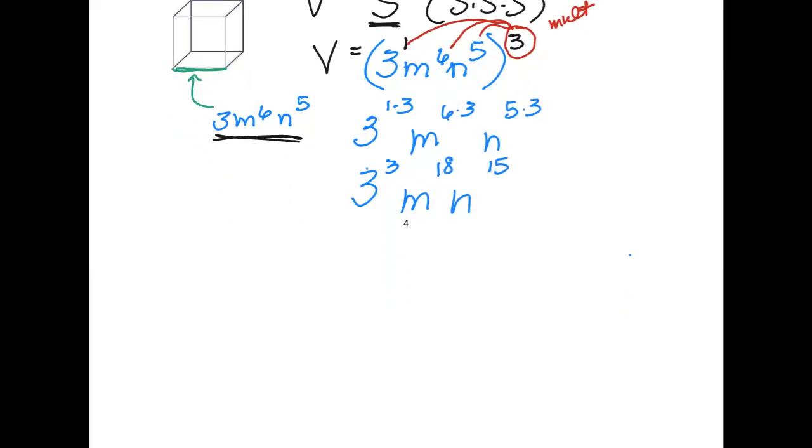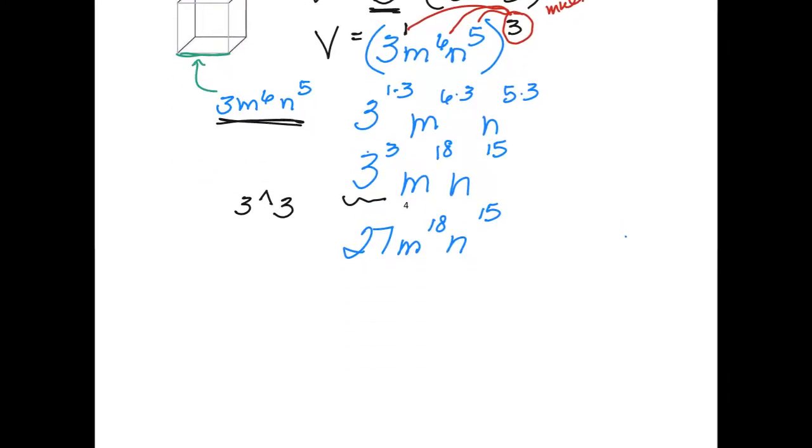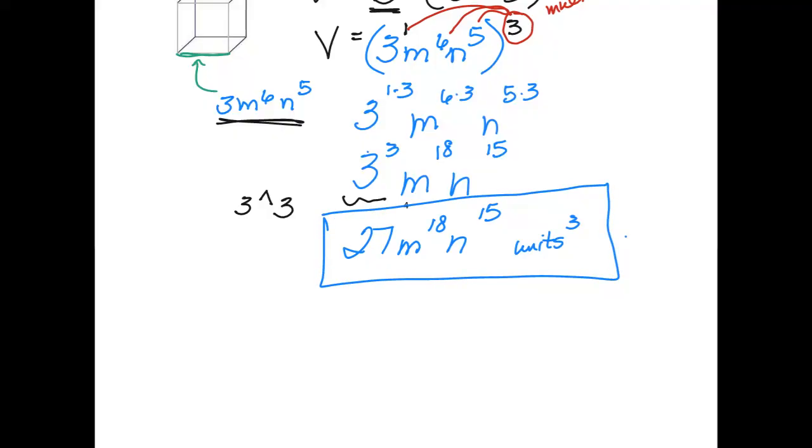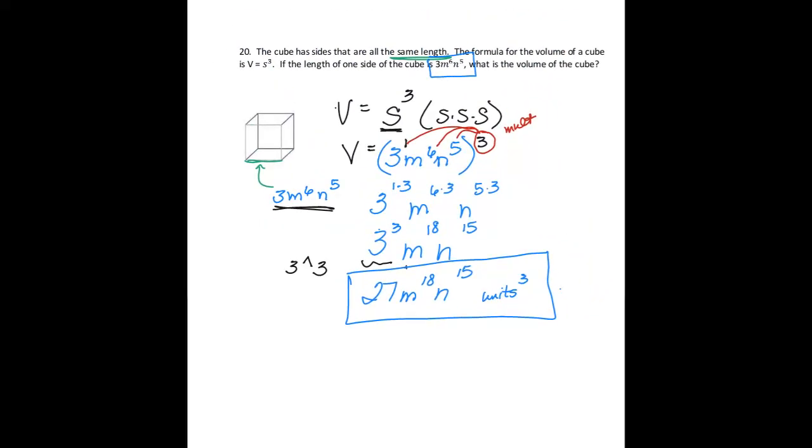No, because we can simplify 3 to the third, which on your calculators is 3 caret 3. It's not 3 times 3, it's 3 caret 3. 3 to the third is 27, m to the 18th, n to the 15th, and this would be units cubed, which I'm not so concerned about, but if you want to be precise, that's what it is, because you're talking about volume. Excellent. I'm so glad you brought that up, Esme.